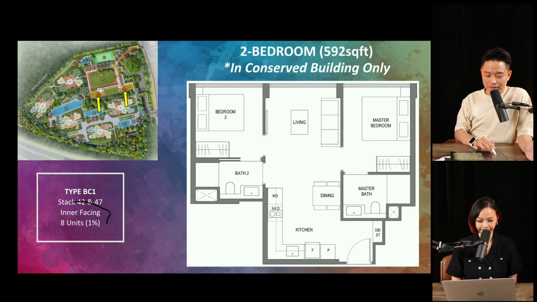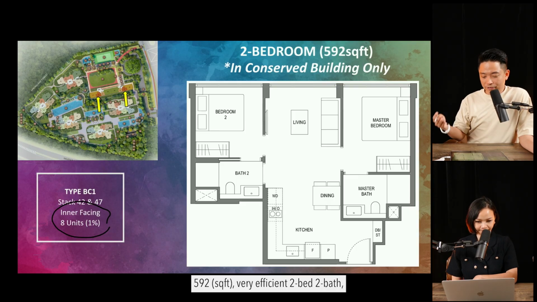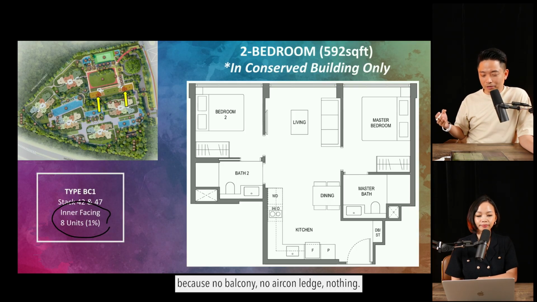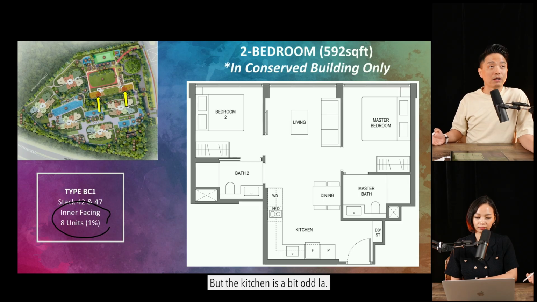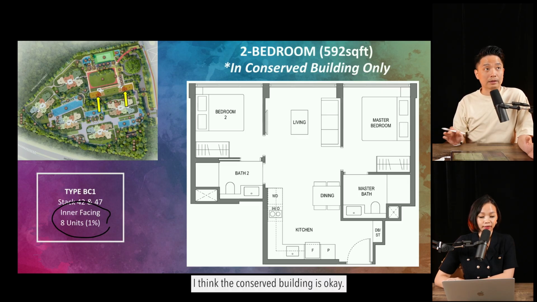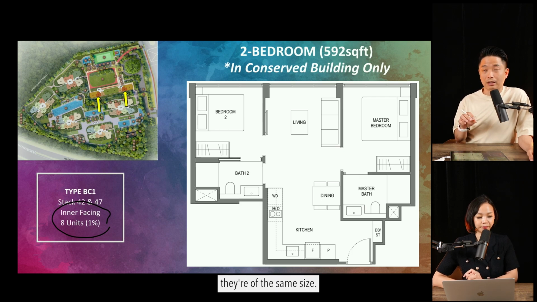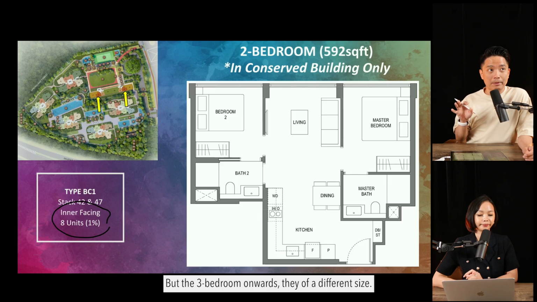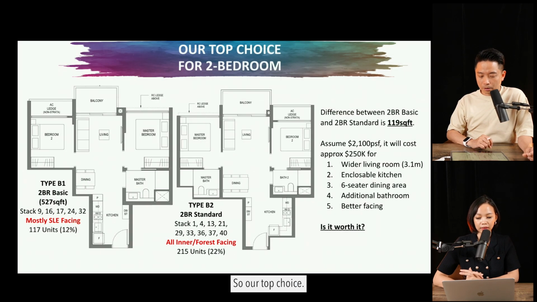So next, this is the conserved building. Only 8 units. You don't need to focus too much. 592, very efficient 2-bed 2-bath because no balcony, no aircon ledge, nothing. So 592 square feet only, but the kitchen is a bit odd lah. So the 1 and 2 bedroom, I think the conserved building is okay. Why? Because the 1 and 2 bedroom for the conserved one, they are of the same size. But the 3 bedroom onwards, they are of a different size. So there's a problem. Later we'll show you.